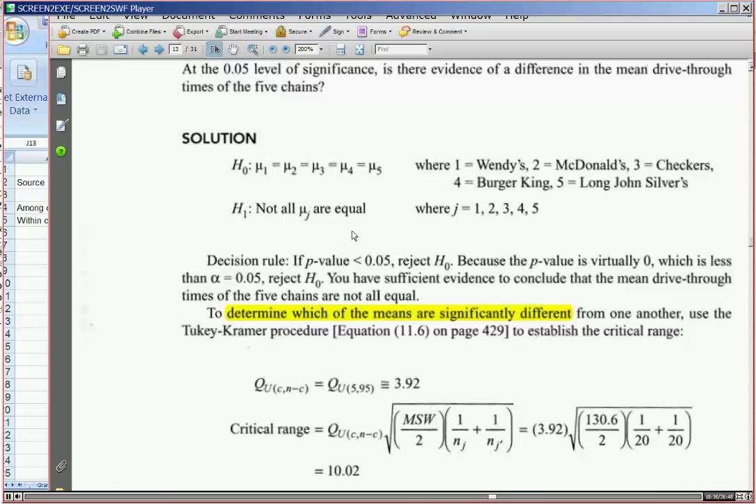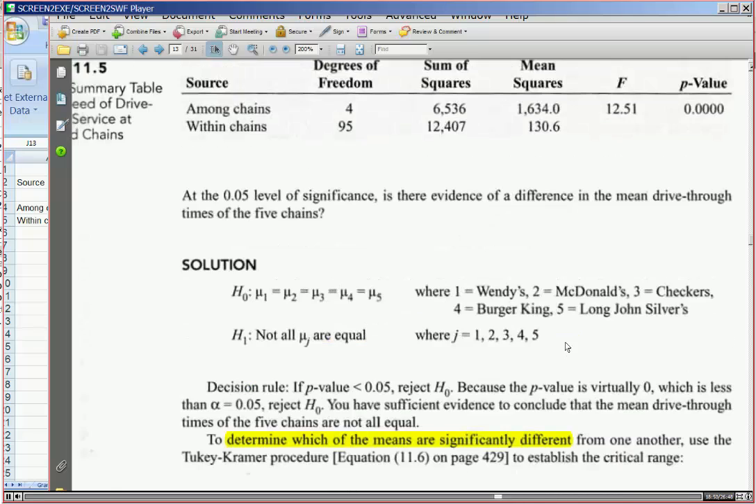Then we state the decision rule. Because we are given the level of significance of 5%, if the p-value is less than 5%, that means the point will land in the rejection zone. Reject the null. Now, they write: because the p-value is virtually 0 right here, which is less than 5%, reject the null. Obviously, this is in the rejection region. You have sufficient evidence to conclude that the mean drive-through times of the 5 chains are not all equal.